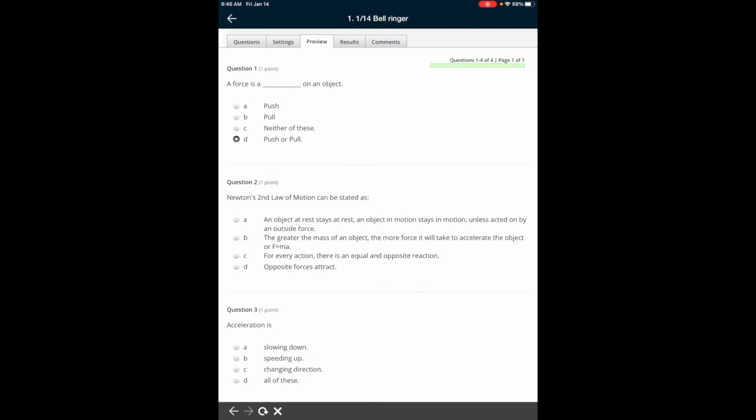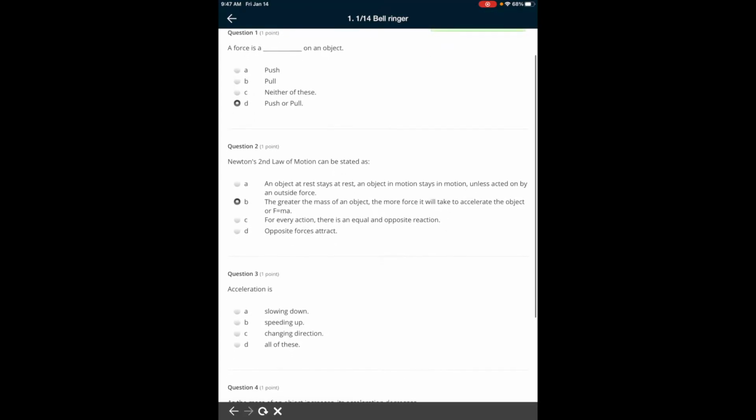Number 2, Newton's second law of motion can be stated as: A, an object at rest stays at rest, an object in motion stays in motion unless acted on by an outside force. So that one sounds like Newton's first law, so that's not the correct answer. B, the greater the mass of an object, the more force it will take to accelerate the object, or F equals ma. That one sounds pretty correct, so I'm going to keep B in mind here. C, for every action there is an equal and opposite reaction. That one doesn't sound correct. And D, opposites attract. So the correct answer, we are going to go with B, since that is our best answer.